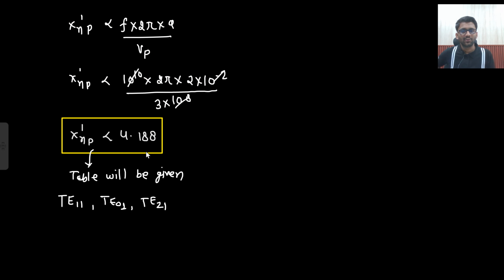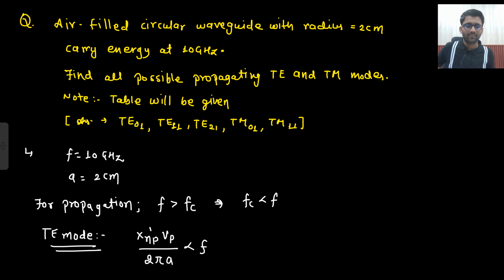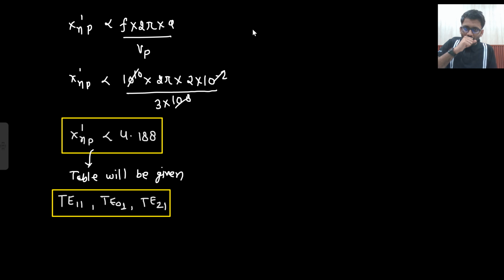So this is about TE mode. This is how you can check. You just need to find the limit of X dash np, then use the table and you can tell which all modes will be propagating. So this is about TE. Now let's calculate about TM. Now talking about TM modes.